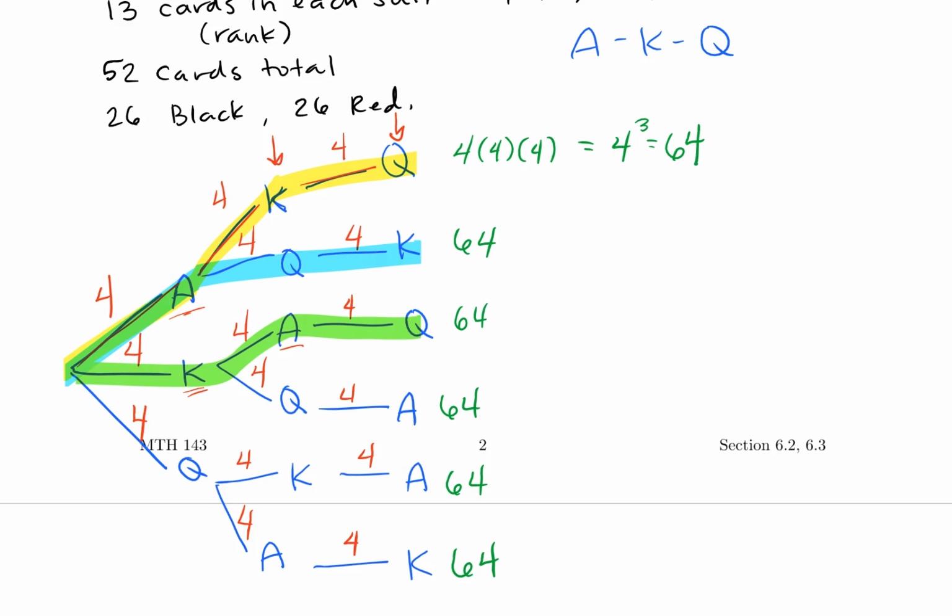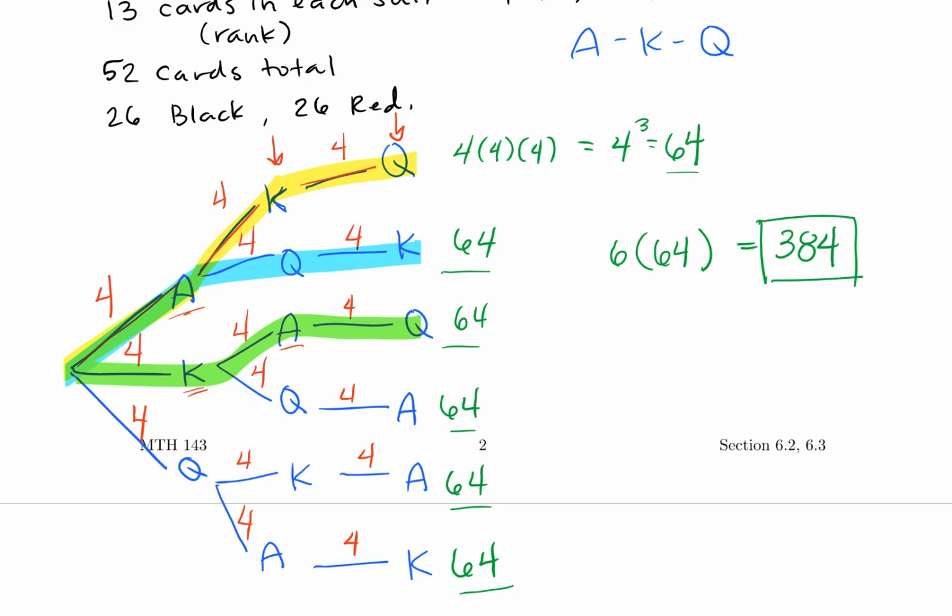And so what we need to do, we multiplied through the branch, and now we add between branches. So we have 64, how many times? We have 1, 2, 3, 4, 5, 6. So we need 64 plus 64 6 times. So that will be 6 times 64, and this comes out to 384. So there are 384 possible ways that we could draw 3 cards and end up with an ace, a king, and a queen. Okay?